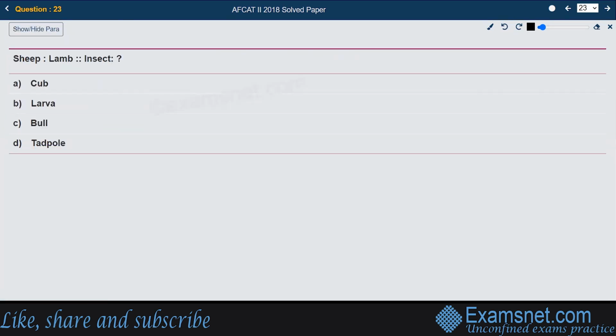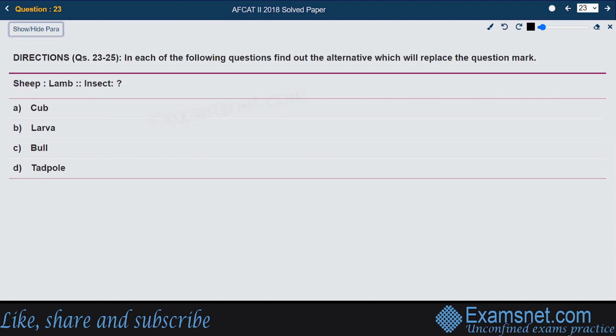23. Again, we have to do the same thing. Sheep is to lamb, insect is to what? We have to find the alternative which will replace the question mark. See, we can easily understand that the child of sheep can be lamb. Or we can say that the lamb later on becomes the sheep. So, what later on becomes the insect? The right word is larva. Larva is something which later on becomes the insect. So, that is the right answer.